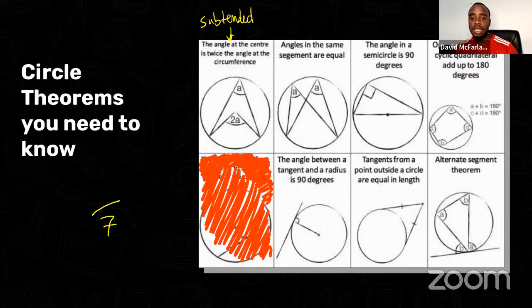Another common one is angles in the same segment are equal. And sometimes people call this the bunny ears theorem. I heard that this week.